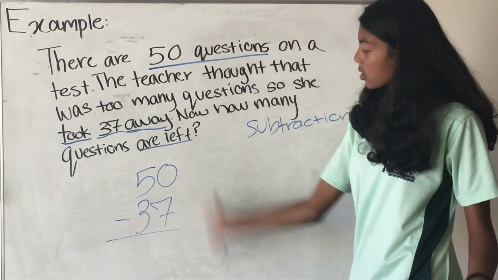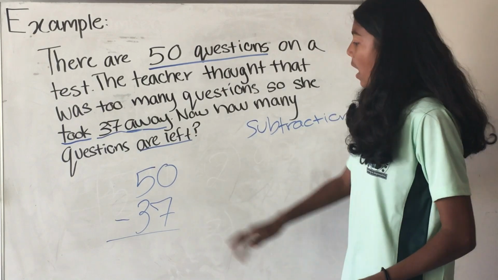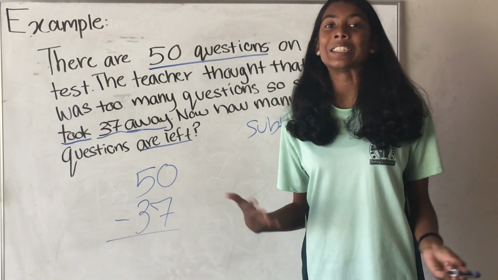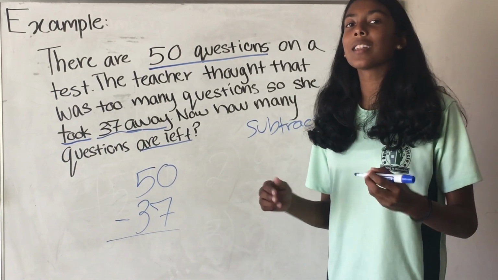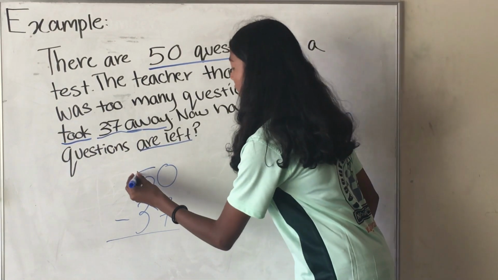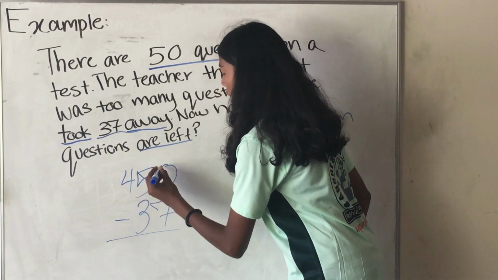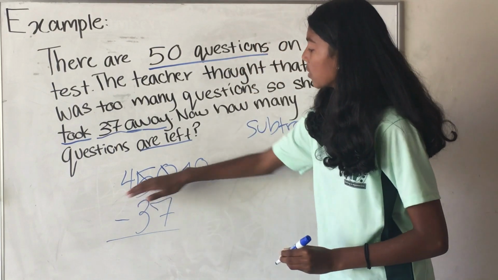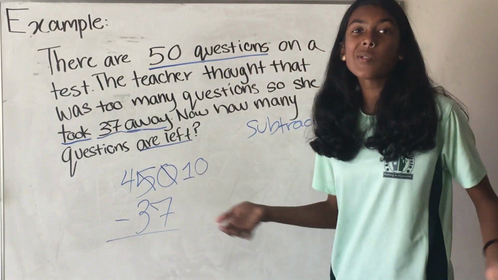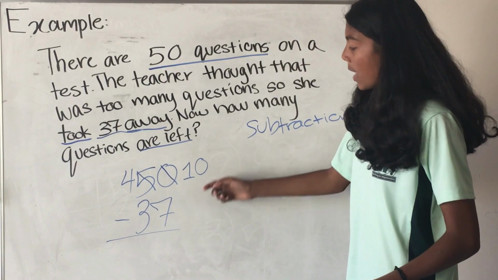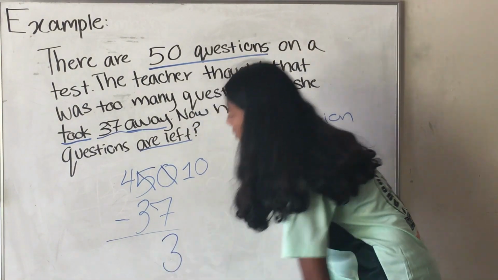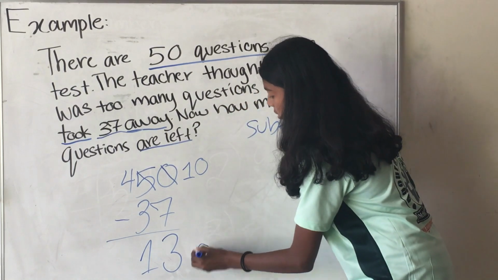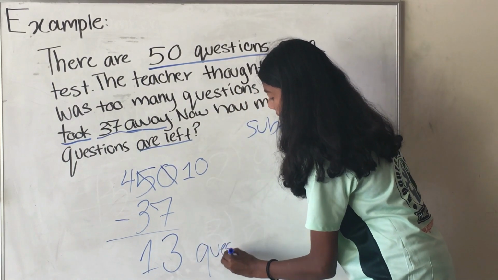So let's start with subtracting this. And 0 is less than 7. So we obviously can't do 0 minus 7. So instead we're going to carry the 1. We're going to make this 5 a 4 and this 0 a 10. Because technically this is 40 plus 10, just 50. So we haven't changed the problem. So 10 minus 7 gives us 3, and 4 minus 3 is 1. So that means there are 13 questions left.